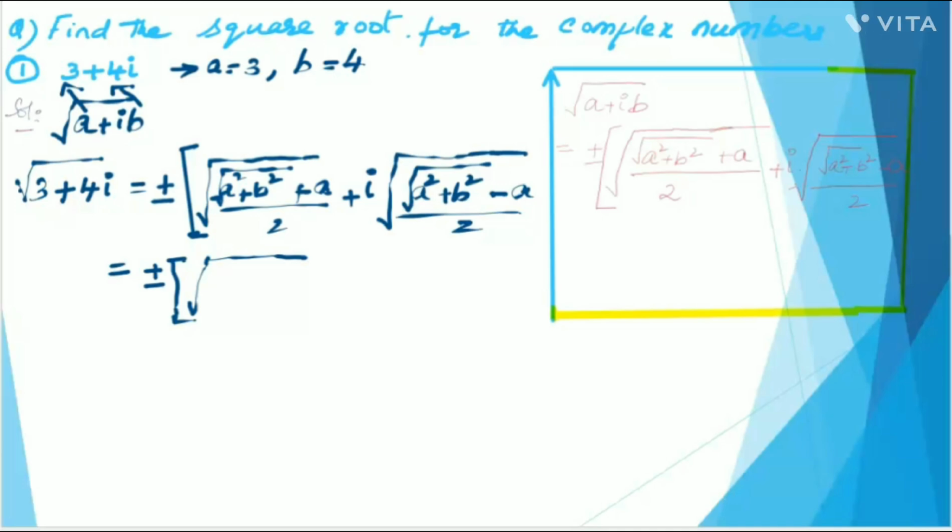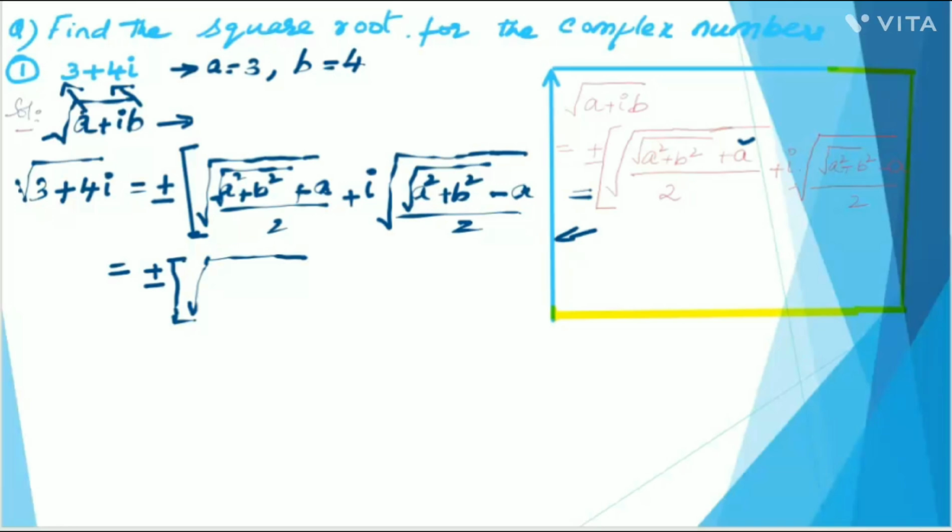The next question is find the square root of the complex number 3 plus 4i. Here under root a plus ib, the formula for this is plus or minus under root, again under root a square plus b square plus a, this is without the root, divided by 2, plus i under root a square plus b square minus a divided by 2. This is the formula that we are going to use here.